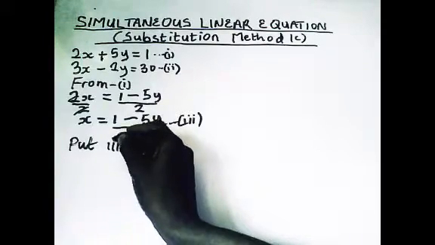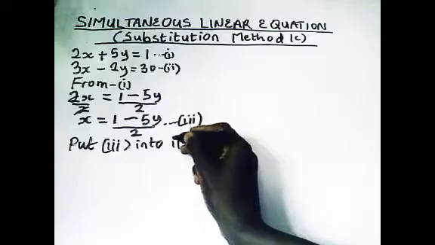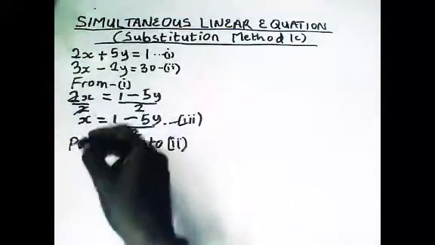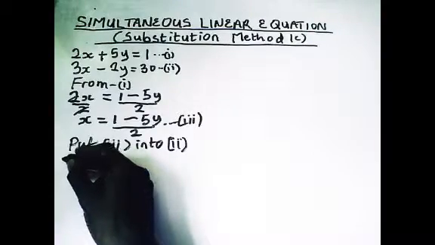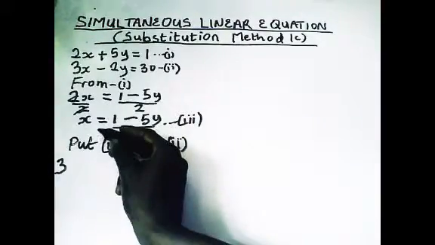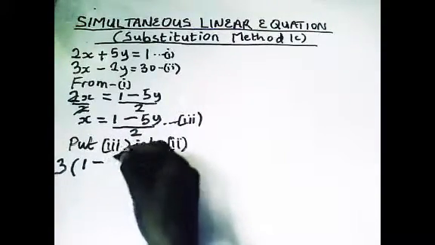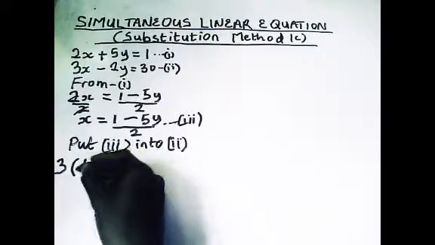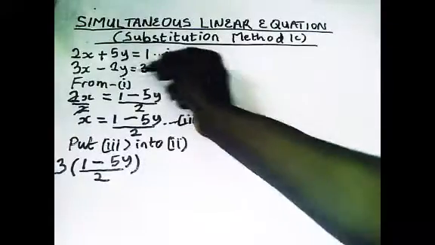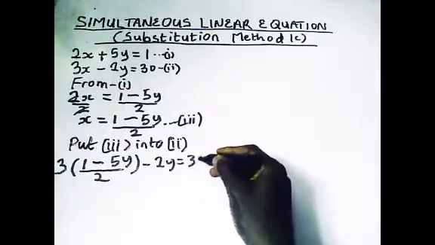So now we say put 3 into 2. We are going to put our equation 3 into equation 2. Now equation 2 says 3x. Now we write our 3. Instead of putting the x, we are replacing it with the value of x, which in equation 3 is 1 minus 5y divided by 2. We close the bracket and we complete the equation by writing minus 2y equals 30.